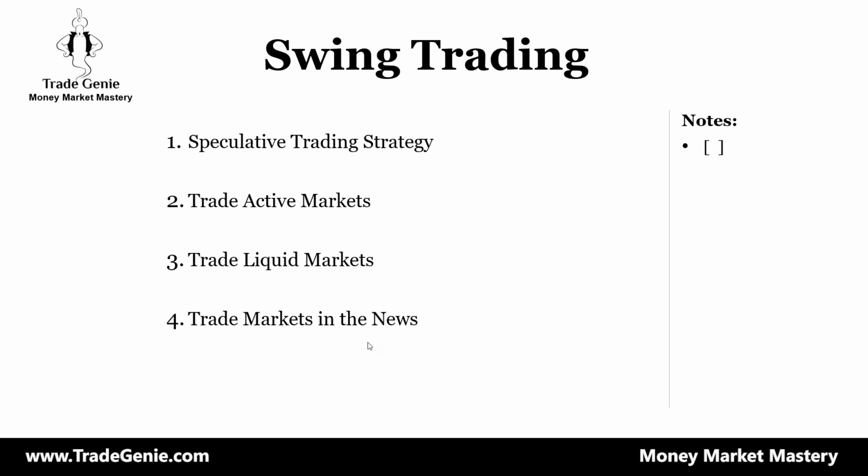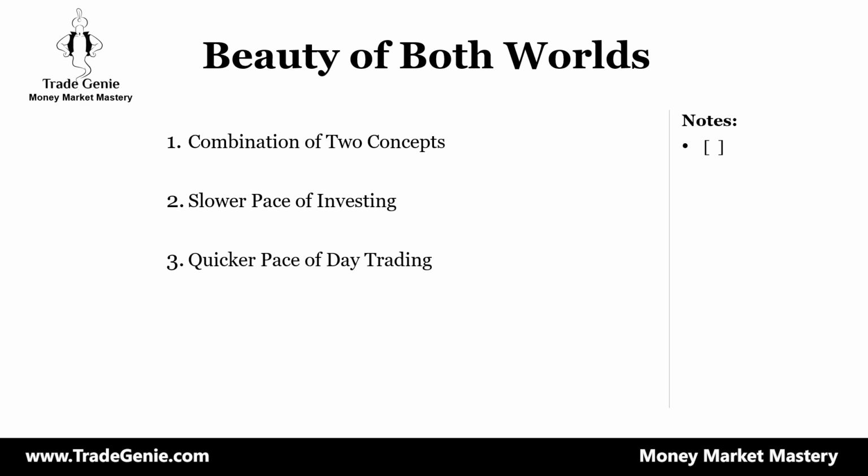Something always has to move in order to make money in options. Swing trading is a combination of two concepts, the long term and the short term. It's 1 to 7 days, a quicker pace than day trading and a slower pace than investing.